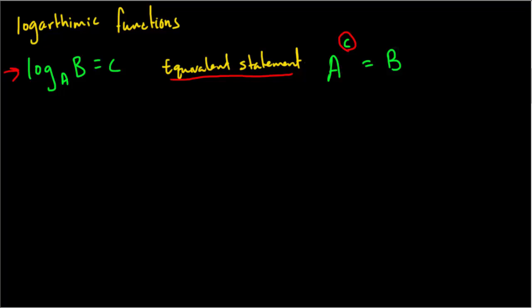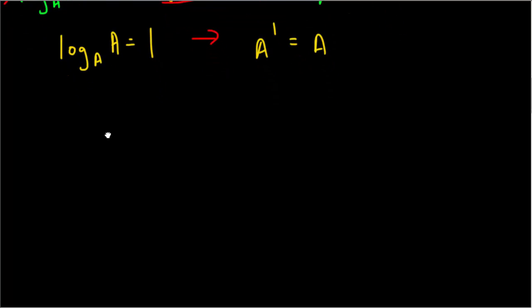Before we get into an example, let's have a look at some of the laws involved with logarithmic functions. The first one: if I have log base A of A, that gives me 1. This means A raised to the power of 1 gives me back A. That's simple. Let's look at another law.